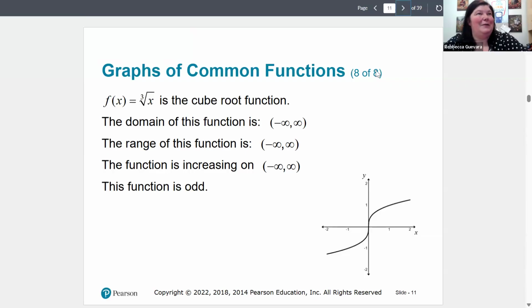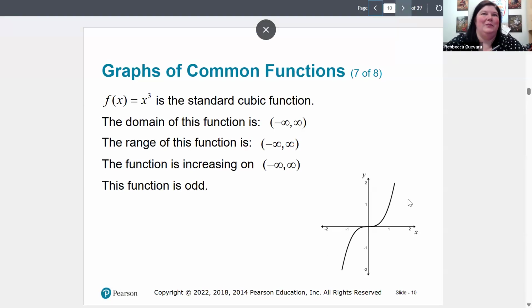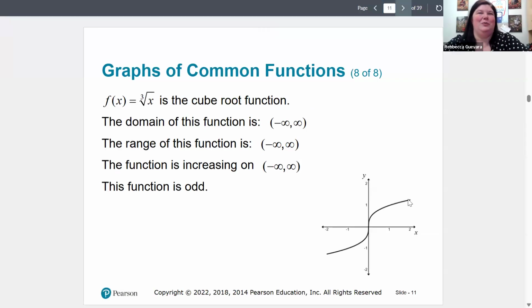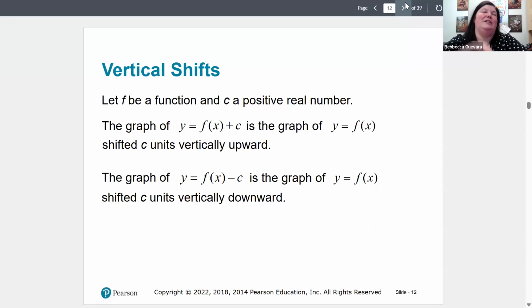We're almost there. And then your cube root of x, another one we might use. It looks kind of similar, right? We'll see why it looks like this. It has to do with reflection when we talk about inverses. Domain and range are all real numbers, increasing across all real numbers, also odd. So like I said, those are your basic parent functions, and that is what we're going to use for the most part when we're talking about all these kinds of transformations.